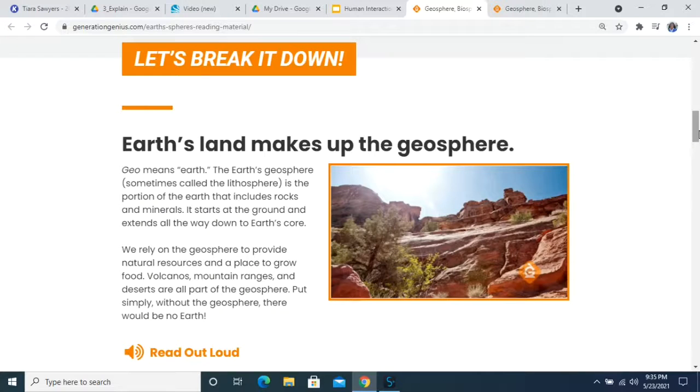Earth's land makes up the geosphere. Geo means Earth. The Earth's geosphere, sometimes called the lithosphere, is the portion of the Earth that includes rocks and minerals. It starts at the ground and extends all the way down to Earth's core. We rely on the geosphere to provide natural resources and a place to grow food. Volcanoes, mountain ranges, and deserts are all part of the geosphere. Put simply, without the geosphere, there would be no Earth.